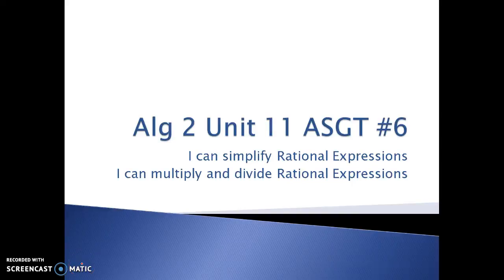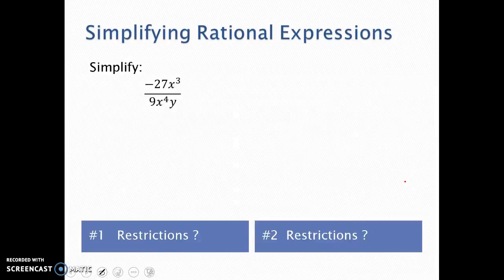Okay, so we've done all of the variations, the direct variations and the inverse variations. We graphed them. We looked at joint variations. What we're going to do now is look at simplifying rational expressions, which is kind of an offshoot of an inverse variation situation. And we're also going to be multiplying and dividing rational expressions in assignment number 6. Let's go ahead and get started.